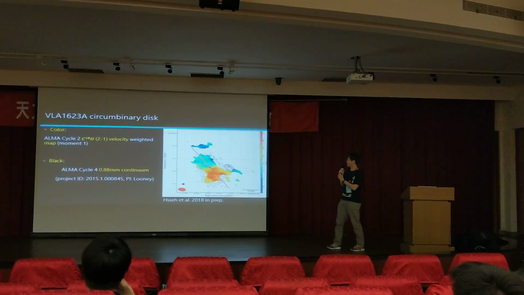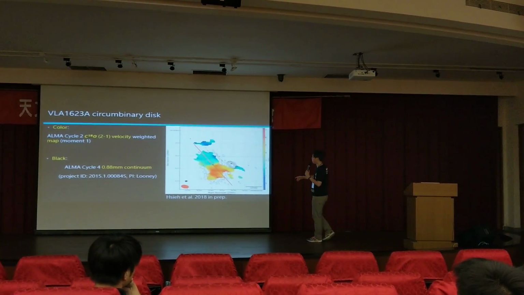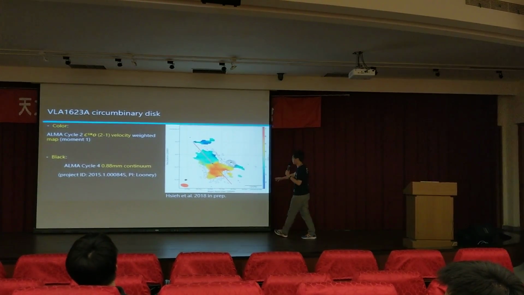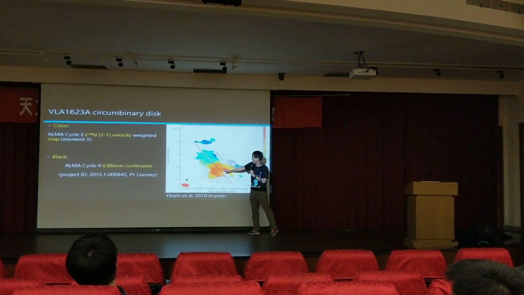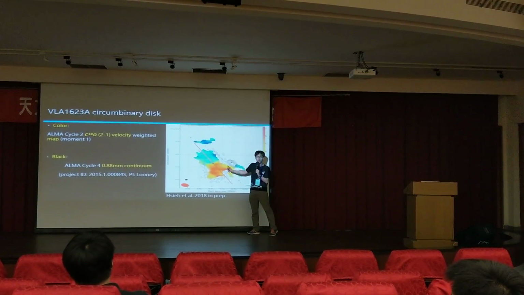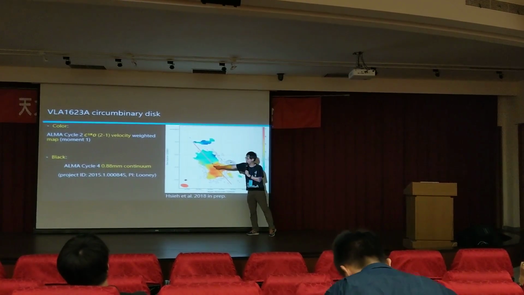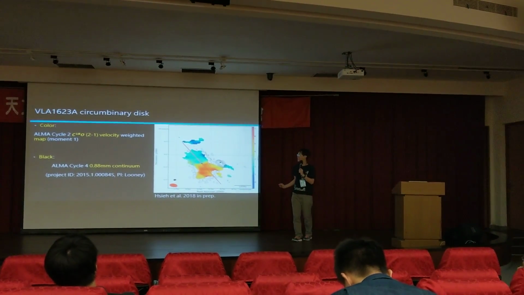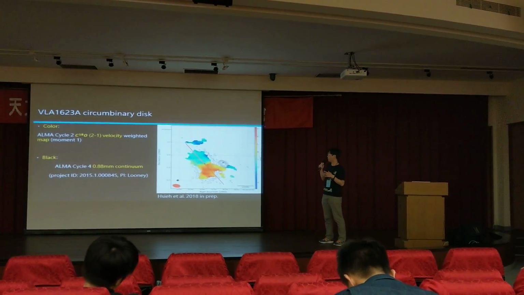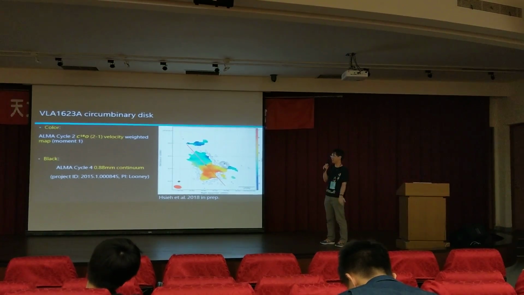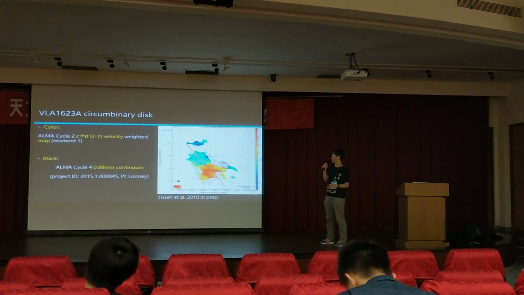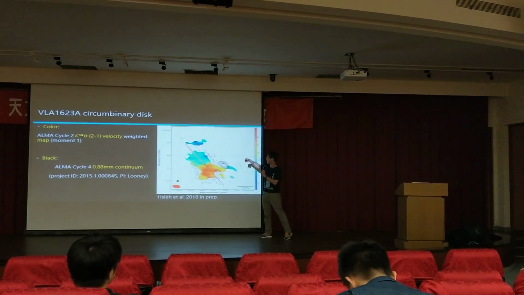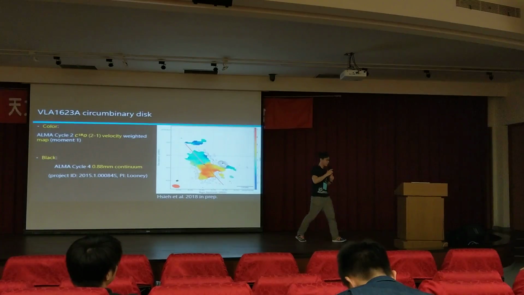You can see this is the new continuum. From the continuum data, the source A, the previously known circumstellar disk, is actually resolved into a circumbinary disk. There are two sources; source A is actually a binary. The color is the C18O 2-1 velocity map. You can see there's blue-shifted emission on that side and red-shifted on this side, so it's in rotation.